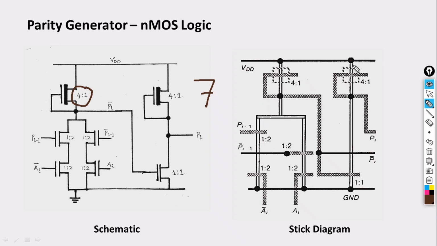This is our depletion mode NMOS transistor. Again here, depletion mode, and these two are connected in series and parallel, and again the transistors are connected in series, and this is one more transistor that I have over here.